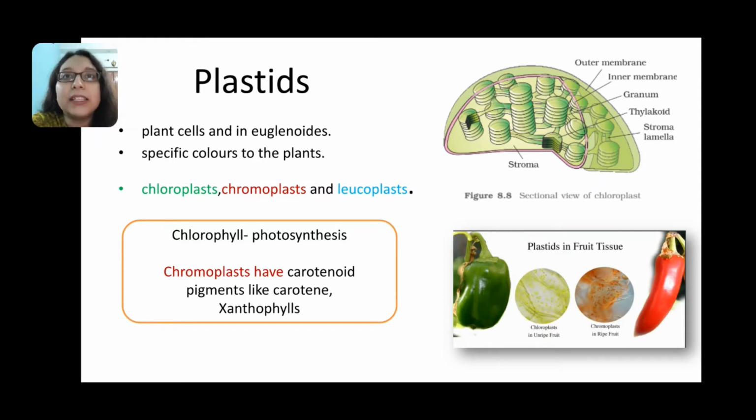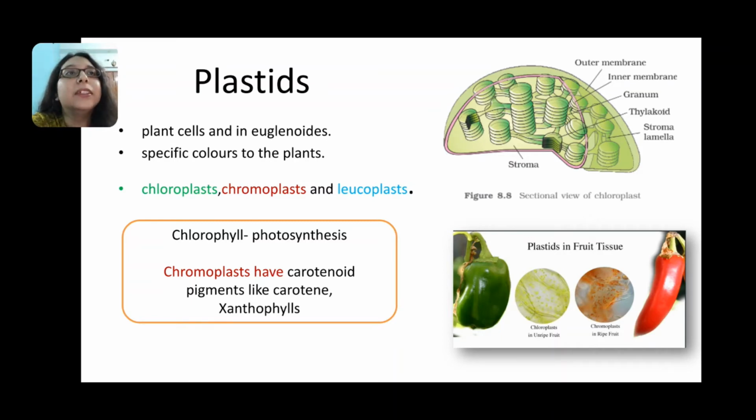The chromoplasts have carotenoids and xanthophylls. These are pigments which give yellow, orange, and red colors to the plant cells. So that is why a red chili is red, a red capsicum is red. Why is it red? It is red because of the presence of carotenes.